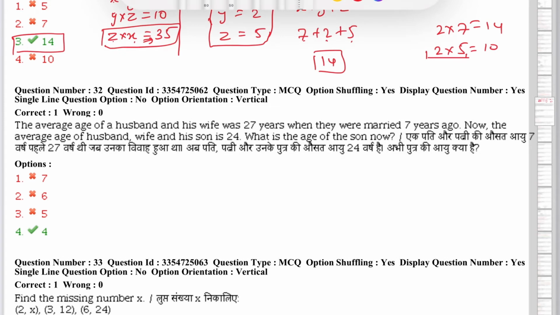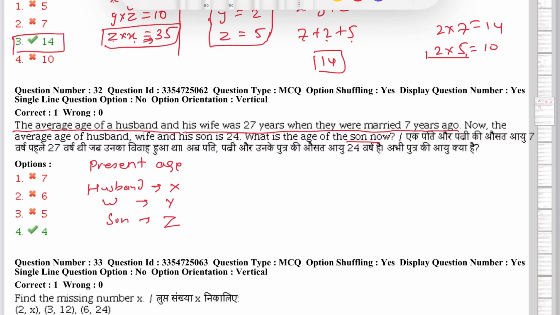The average age of a husband and his wife was 27 years when they were married 7 years ago. Now the average age of husband, wife and his son is 24. What is the age of the son now? So we have to make equations first. For this sentence let us make an equation first. Let us consider the present ages of husband, wife and son. Husband is X, wife is Y and son is Z.